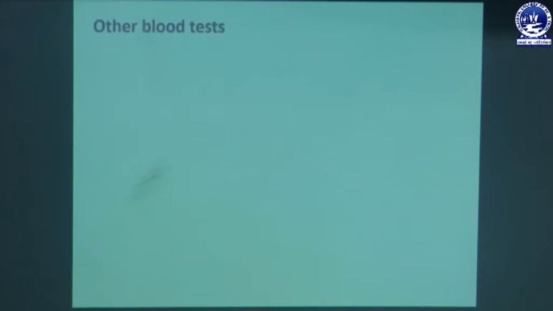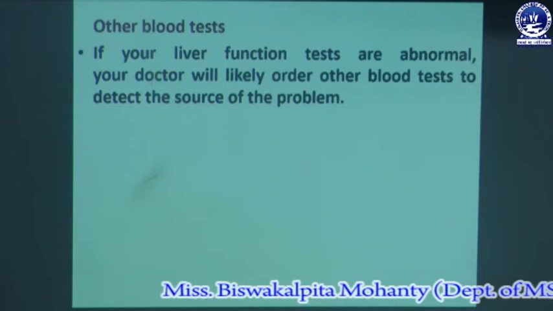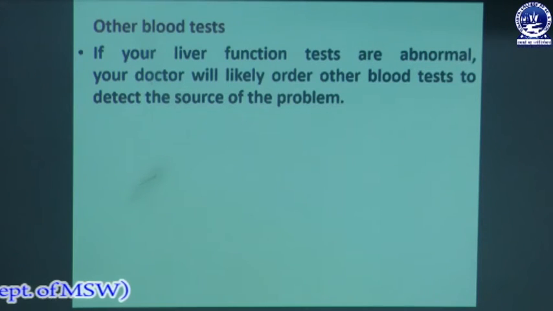Next is other blood tests. If your liver function tests are abnormal, your doctor will likely order other blood tests to detect the source of the problem. When the doctor finds that your liver function test is abnormal, the doctor can order other tests to define the source of the problem, that is, by which infection or cause the person is suffering from this disease.